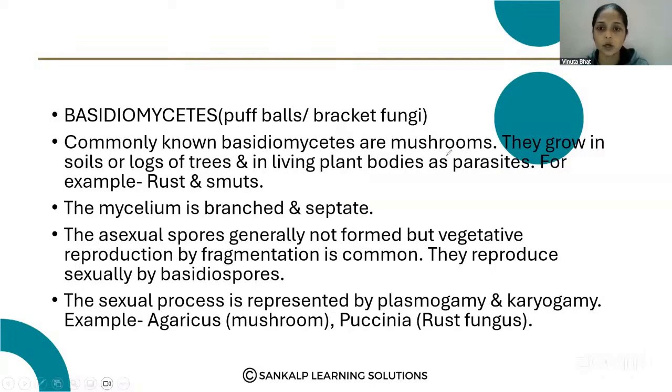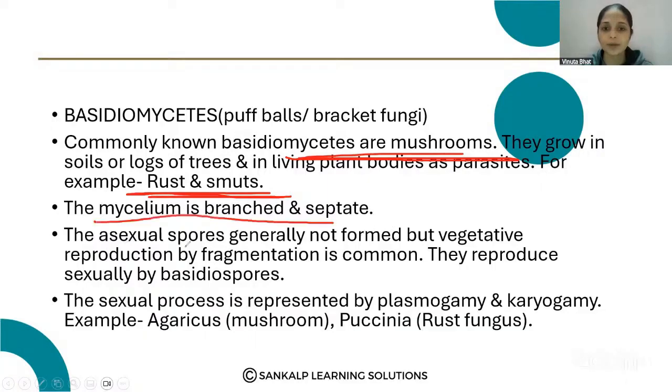These are commonly known as mushrooms, because Agaricus, the common mushroom, comes under the basidiomycetes, which also cause disease in the parasitic form, that is rust and smut. Here also the mycelium is branched and septate. Asexual spores are generally not formed, but vegetative reproduction by fragmentation is present. Asexual reproduction is absent, but the vegetative method, fragmentation, is present.